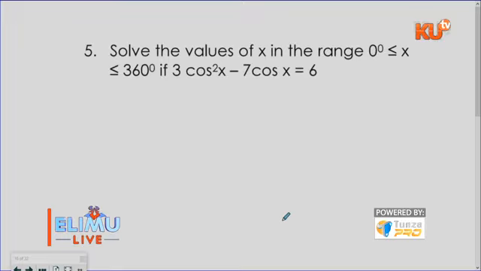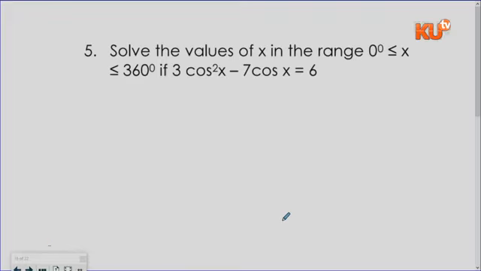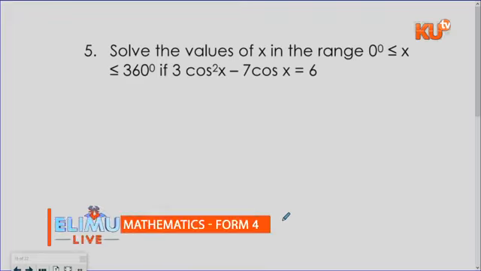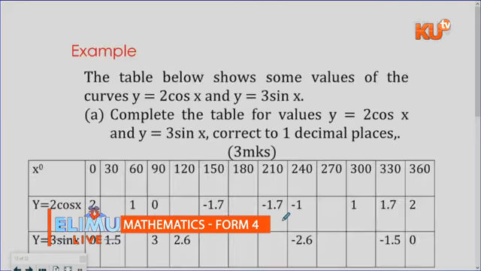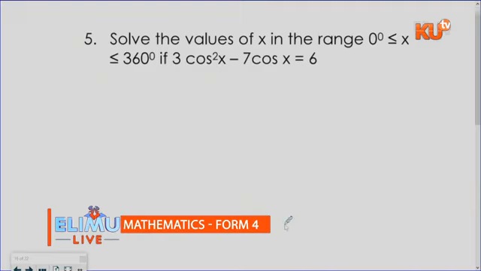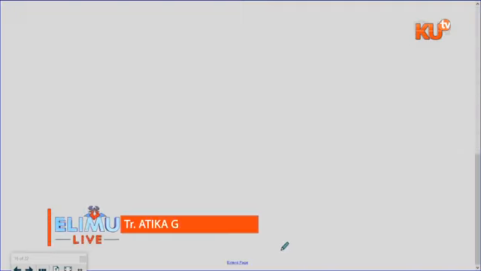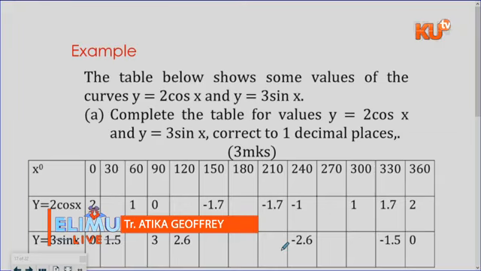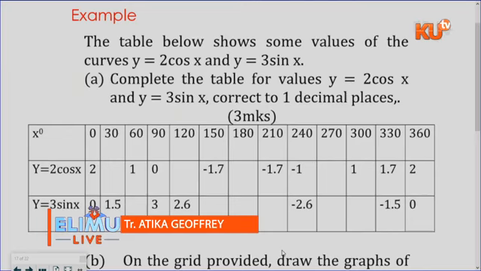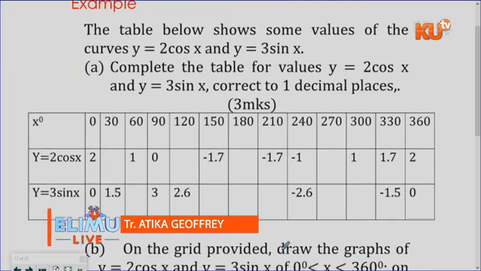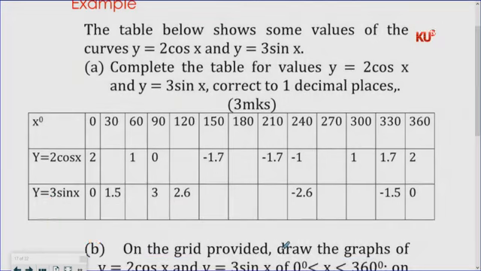There's another example here. Solve the values of x. The range of x is given from 0 degrees to 360 degrees if 3 cos squared x minus 7. I think this is the same as the other question that I'd given you. So we have our next example here, which is now the graph. Wow, very good question here, learner. This is our last example. I'll be spending much of my time explaining this particular question.